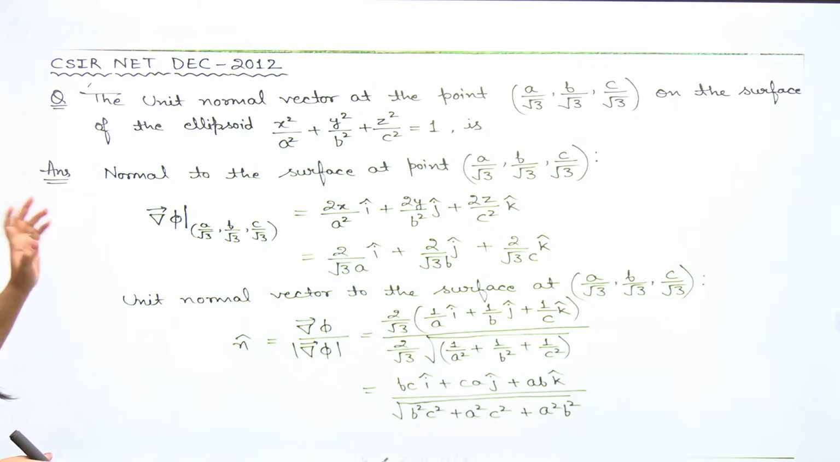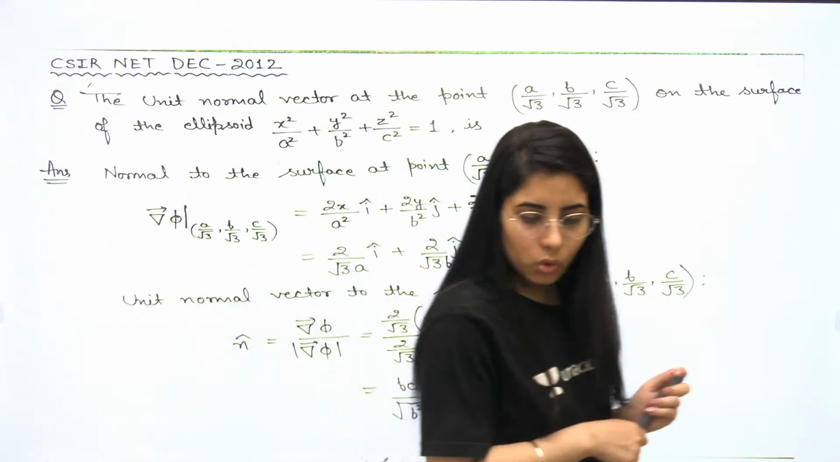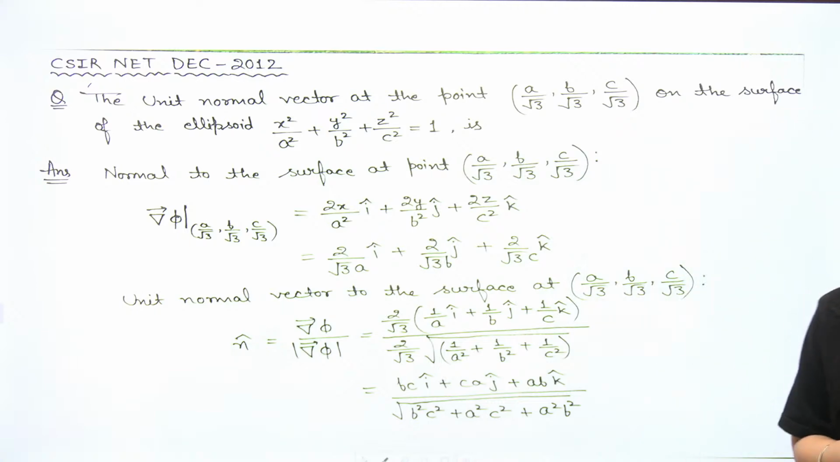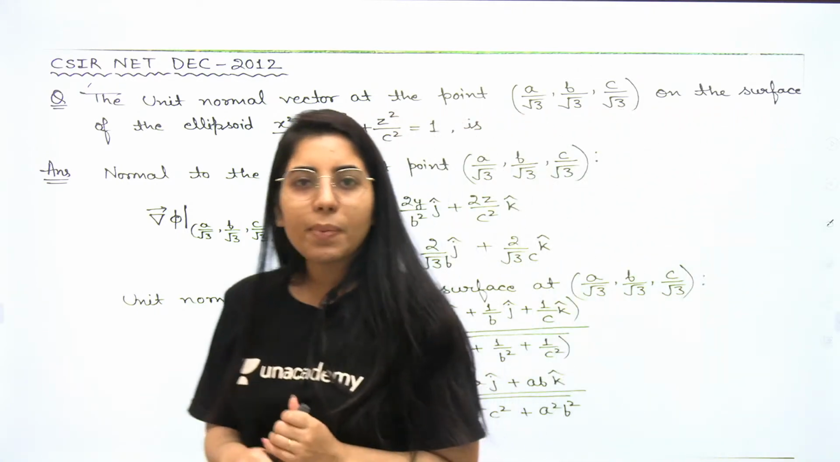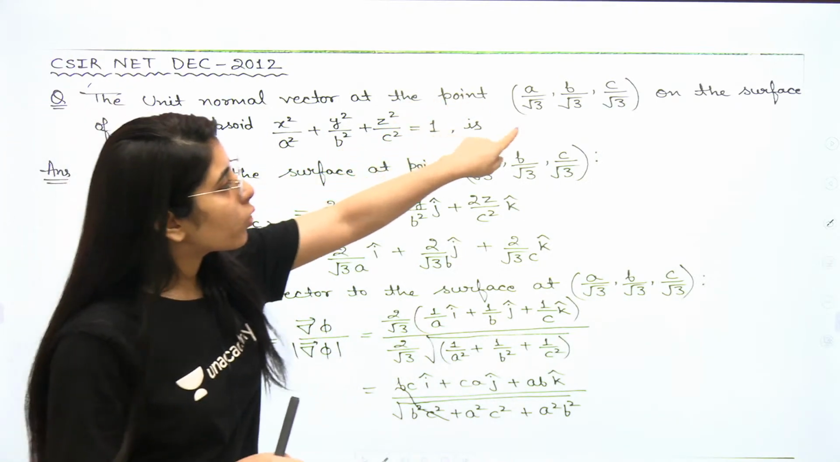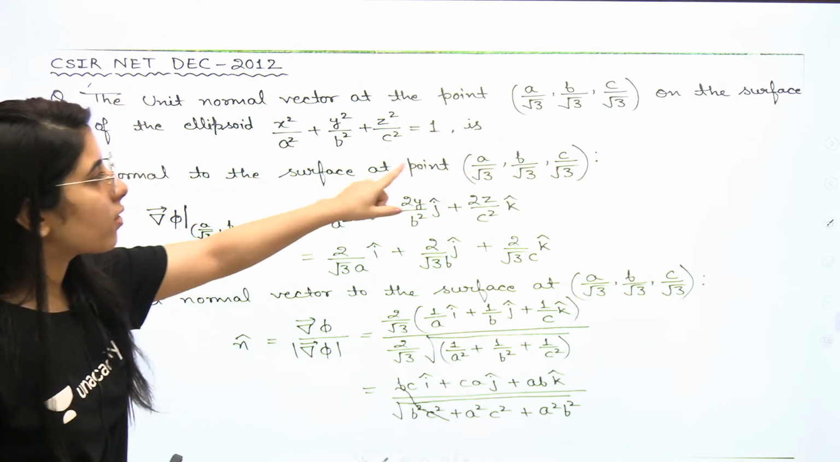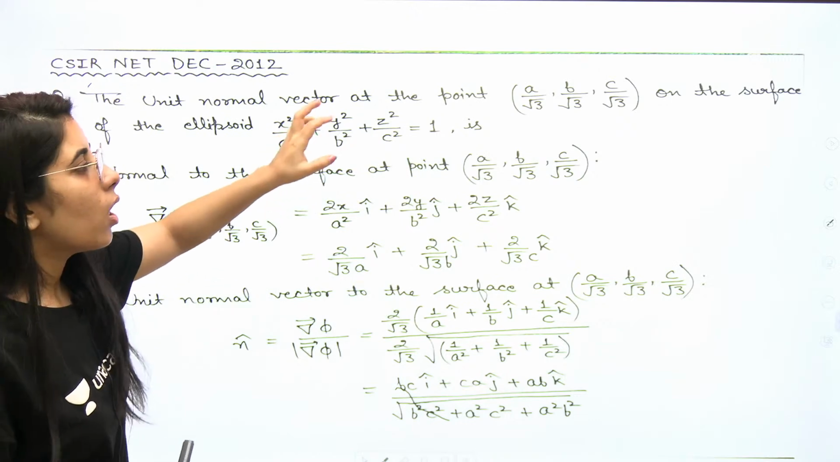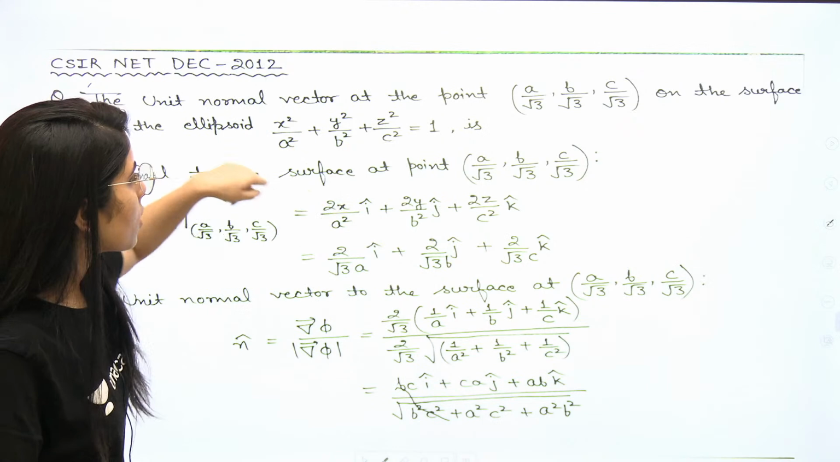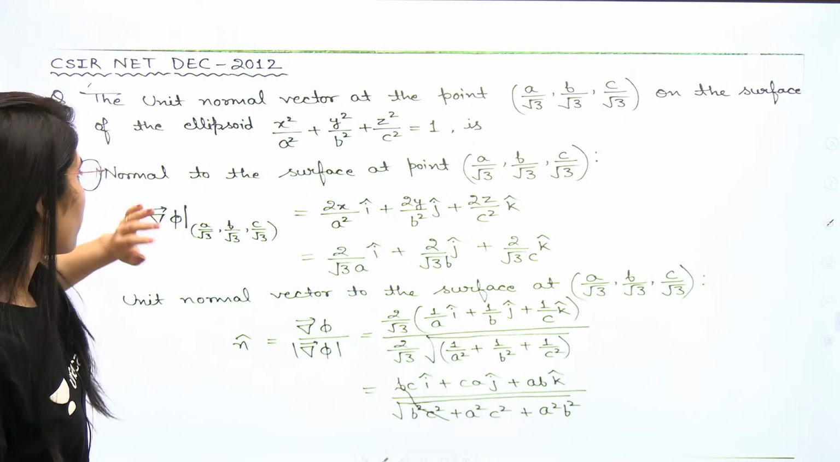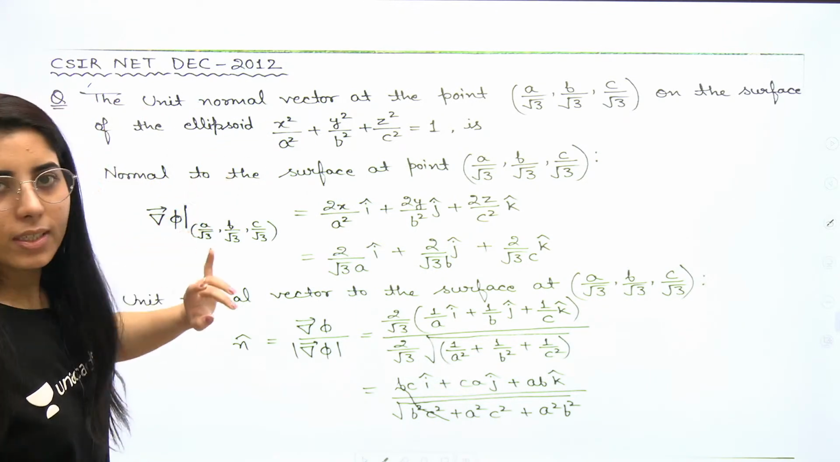Look at this. It is again a previous year CSIR NET exam question. Find the unit normal vector at the point a by root 3, b by root 3 and c by root 3. Like this is the coordinate given to you, on the surface of the ellipsoid whose expression is given. Okay, so you need to find the unit normal vector in this case.